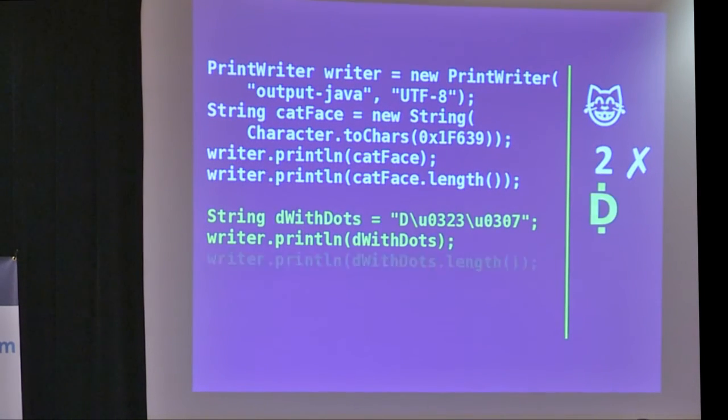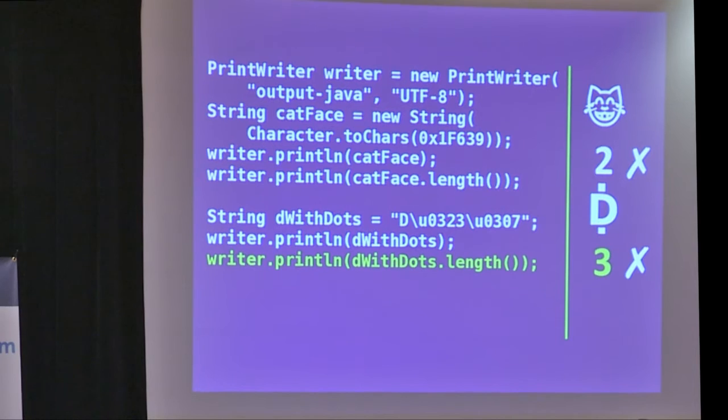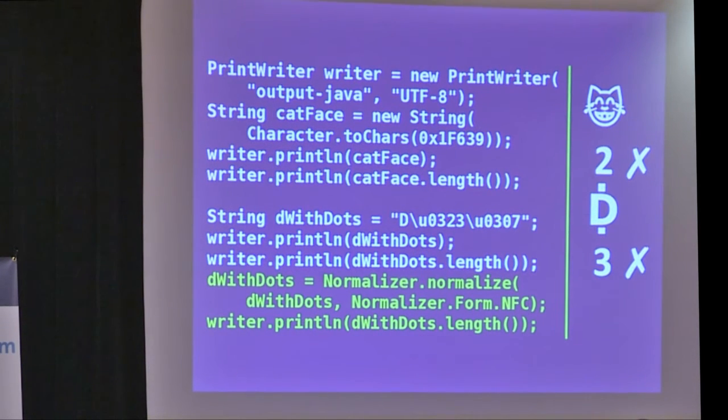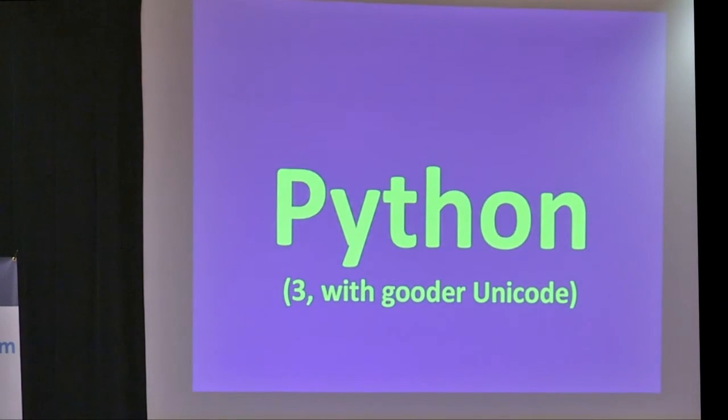We print it out, it's there. We say, how long is it? 3, no. So then we can try normalizing it. Anybody want to write that particular line of code to normalize all of your strings? No. Oh my gosh. And then after you go through normalization, Java gets it wrong. Right? How about Python? Let's do Python 3 because it has better Unicode than Python 2 does.